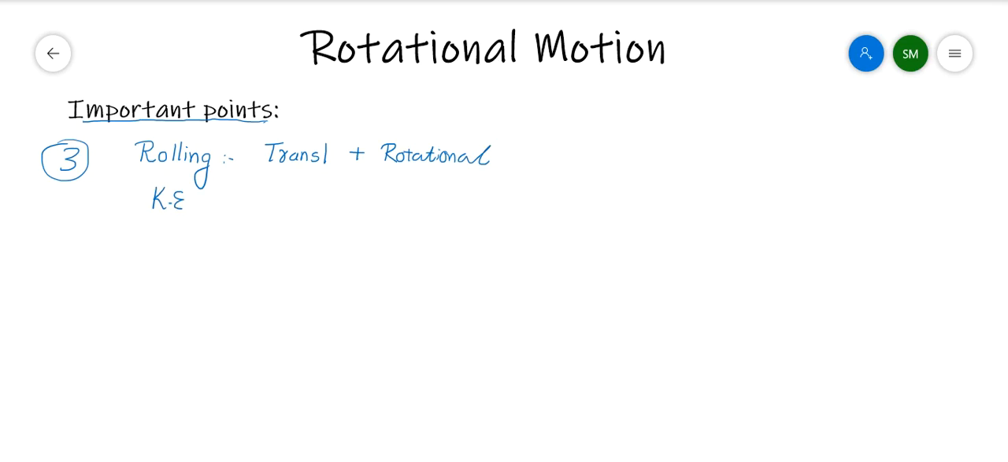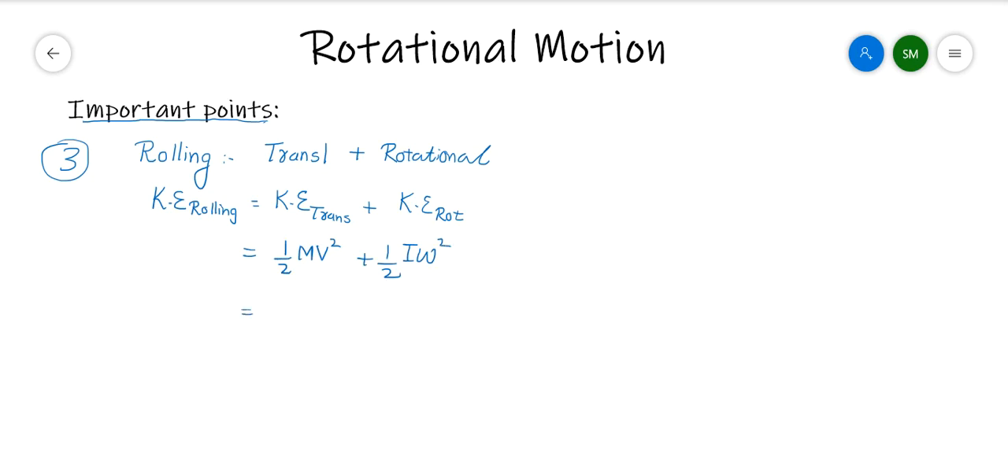Okay, so if we want to find the kinetic energy of a rolling body, in this kinetic energy, the translational kinetic energy is present plus rotational kinetic energy is also present. When a body is performing rolling, it has two types of kinetic energies, translational as well as rotational, combined. Translational kinetic energy, as you already know, is half mv square. Rotational kinetic energy is half I omega square.